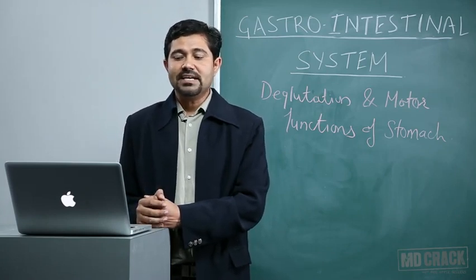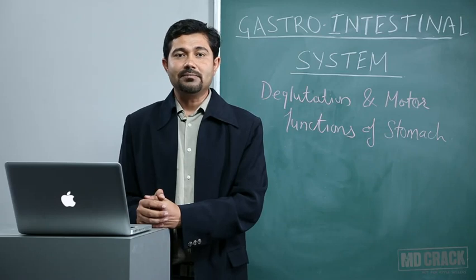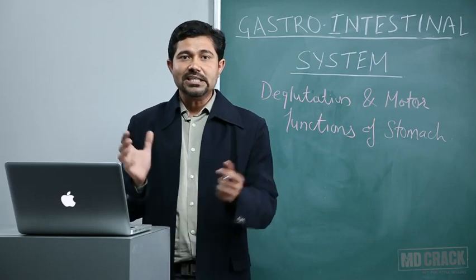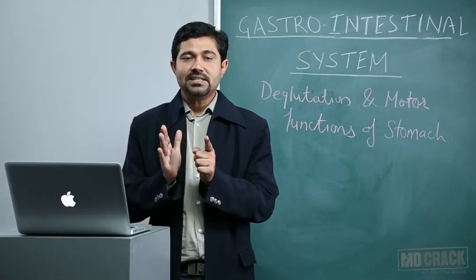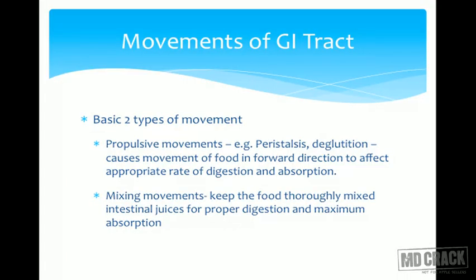The movements of the GI tract basically we can divide into two types: propulsive movement and the mixing movement. What do you mean by propulsive movement? It is going to cause the forward movement of the food. So that will be called the propulsive movement. Which are the examples? Peristalsis, deglutition. These are the ones which cause forward movement of the food.